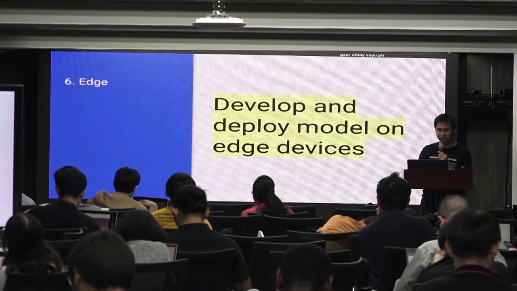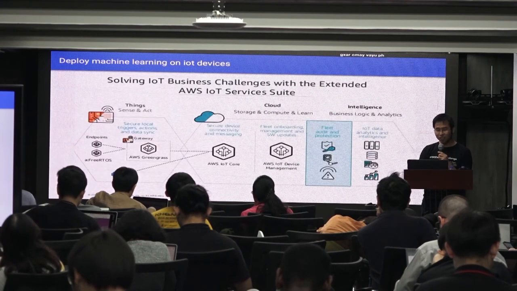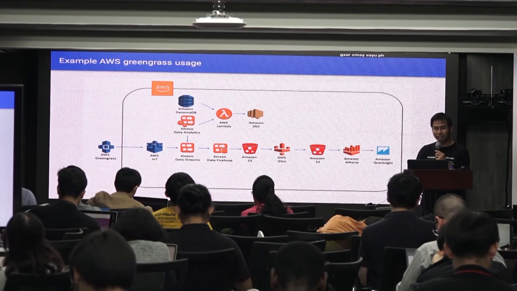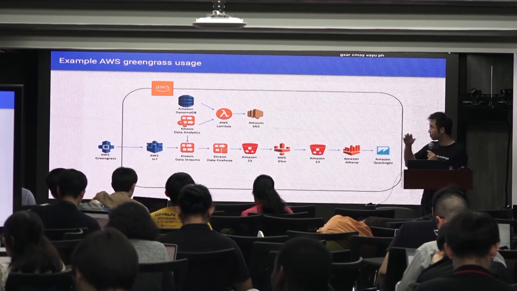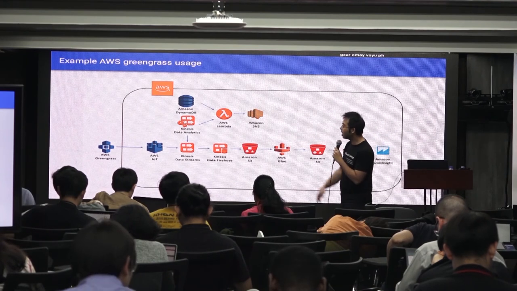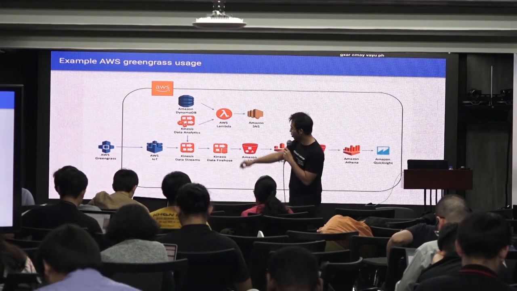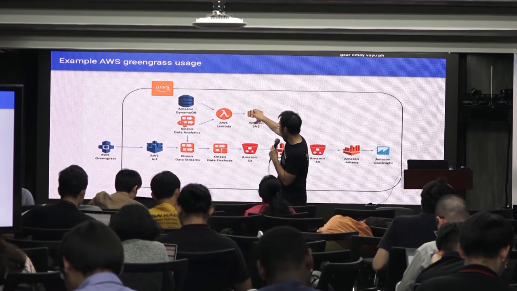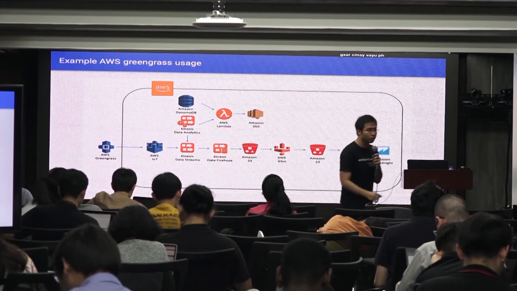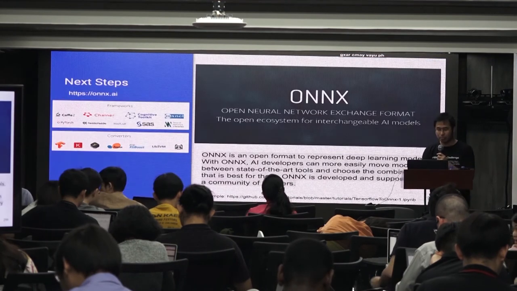I didn't have time to go to the edge, but the slide for the edge is there. Basically for the edge, you have a model and you push it to Amazon's service called Greengrass. You can train the model on the cloud, kind of like pushing to Lambda, but you push to the edge on Greengrass. The slide is there for you.